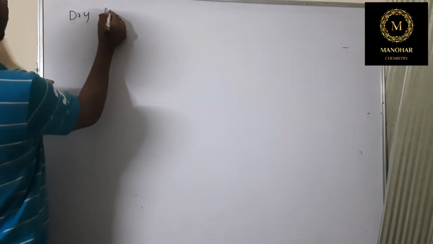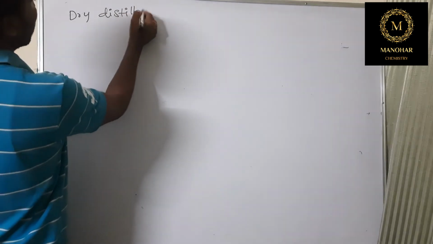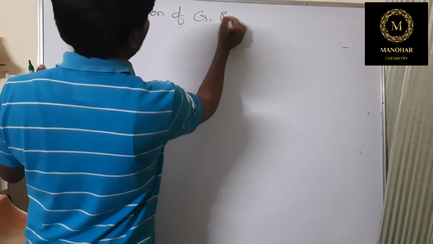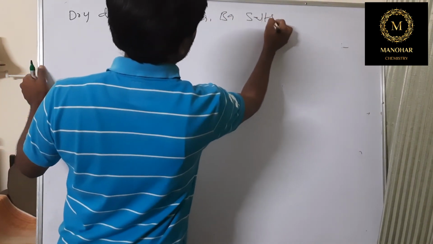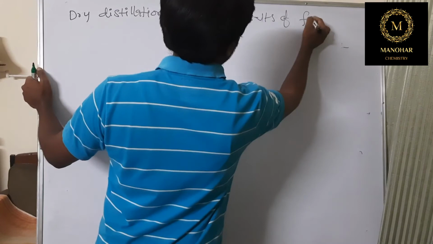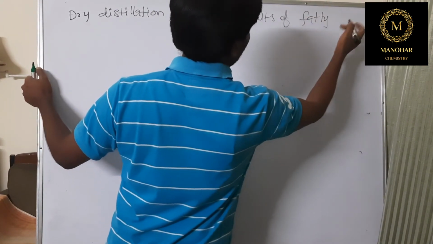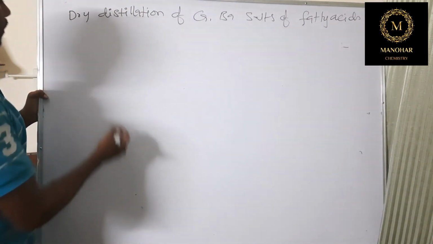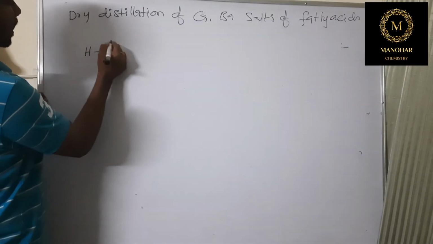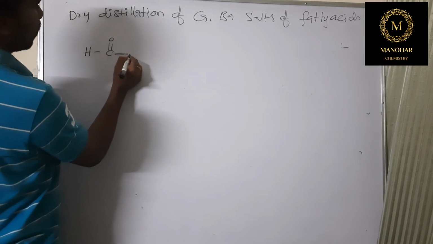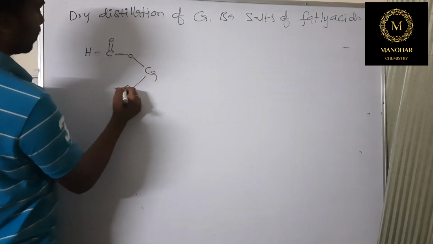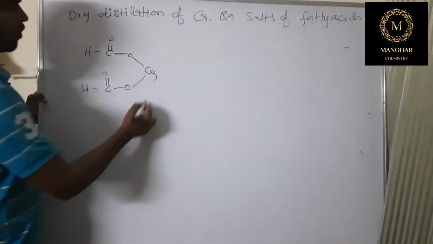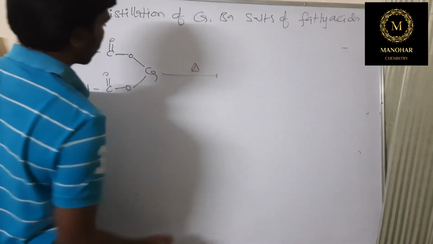Dry distillation of calcium, barium salts of fatty acids. Fatty means acids containing long carbon chains; we call them fatty acids. For example, I am taking calcium formate: O, C double bond O, H will form. When I heat this, what will happen?